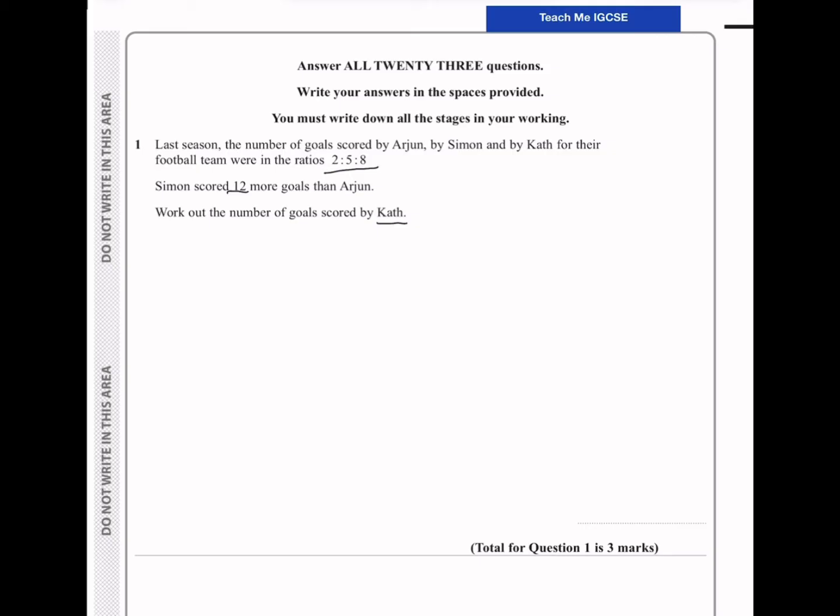So the ratio is a comparison between the three quantities, and in this case it is the number of goals scored by each person. Remember that each value corresponds to the order that the names come in. So we can say that Arjun scored 2x, Simon scored 5x, and Kath scored 8x goals. We were given that Simon scored 12 more goals than Arjun. So we take 5x minus 2x, which is the difference in the goals scored, which is 3x, and that will be equal to 12. And x will be equal to 4.